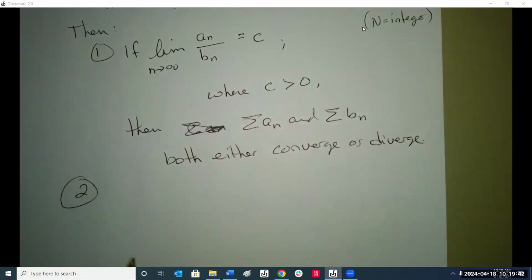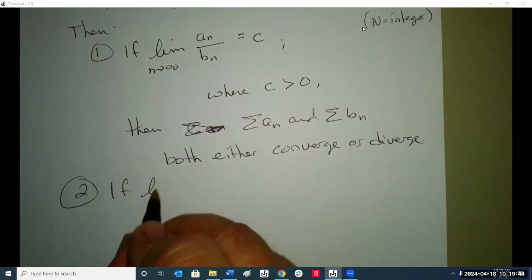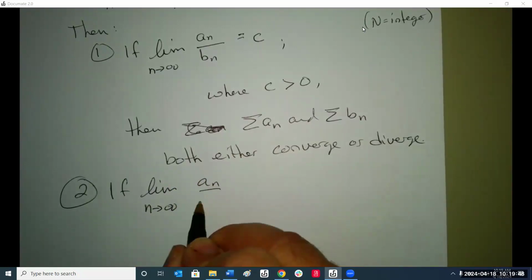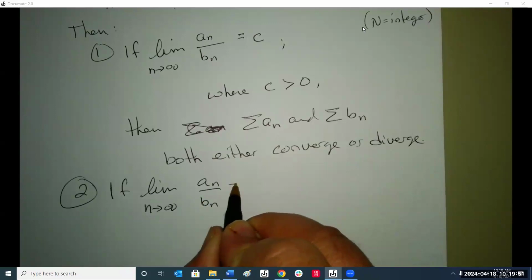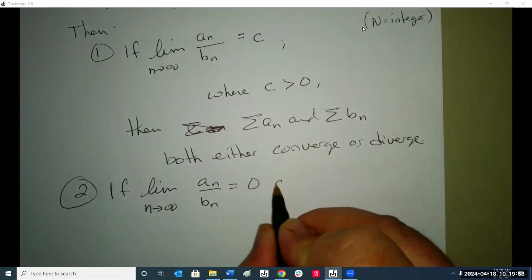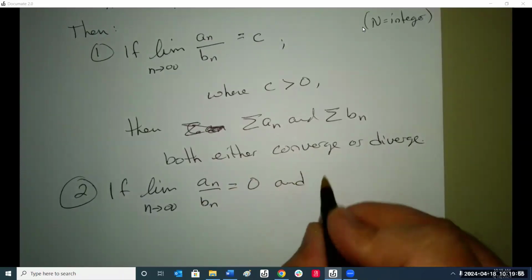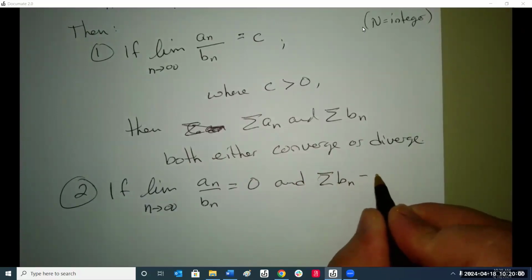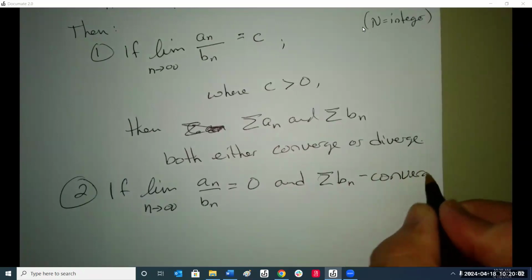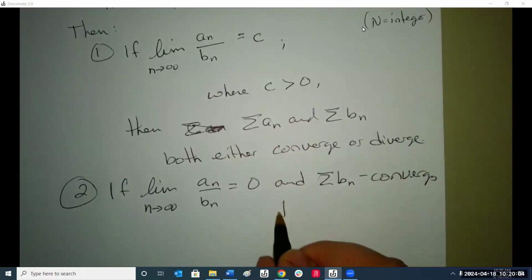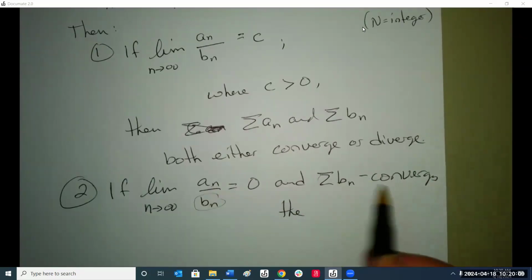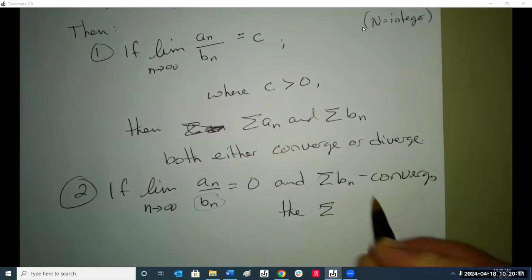2. If the limit as n goes to infinity of a sub n over b sub n is equal to 0, and the denominator converges, then since this becomes a finite number, the summation of a sub n also converges.